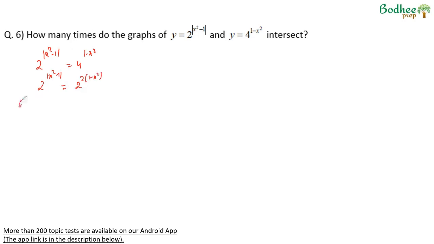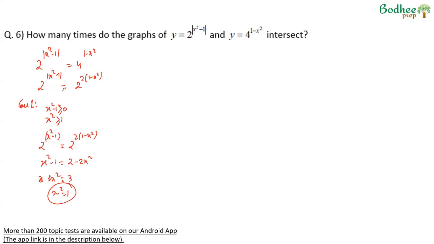We're making two cases. Case 1, when x square minus 1 is greater than 0, or x square is greater than 1. In this case, we open the positive bracket. 2 raised to power x square minus 1 is equal to 2 raised to power 2 into 1 minus x square. Since the base is same, x square minus 1 is equal to 2 minus 2x square. Just removing the base, equating the powers, which gives us 3x square is equal to 3, x square is equal to 1.